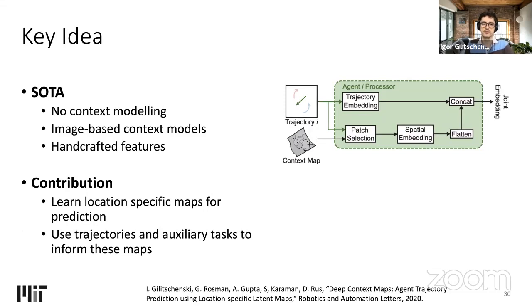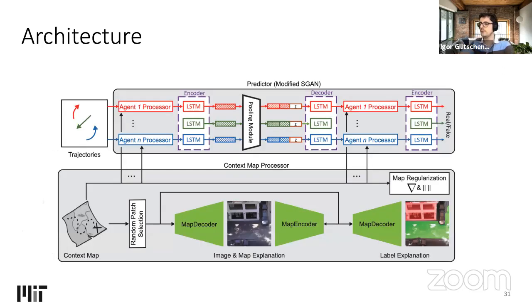So we can use some sort of auxiliary tasks that involve the image. We can use the trajectories themselves, but ultimately, instead of feeding in an image for the prediction, we just feed in this learned context map that is trained together with the network. And in this particular work, we basically had a predictor that was based on social GAN. And we integrated this idea with the social GAN predictor.